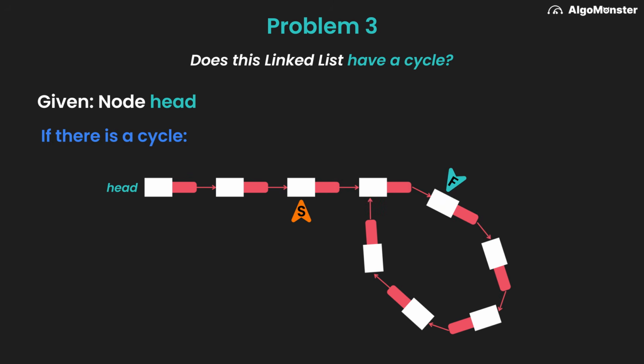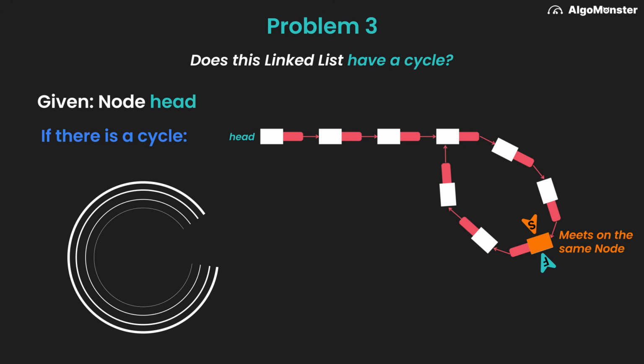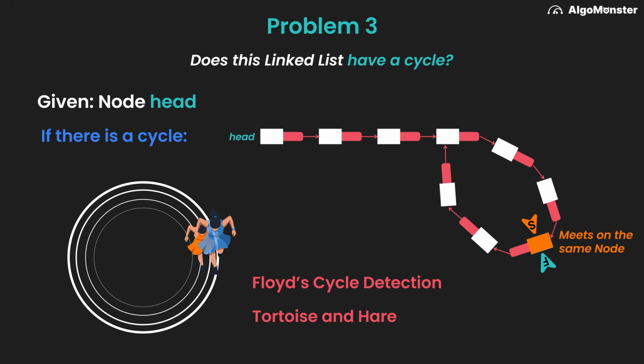Both pointers are stuck inside the loop. The fast pointer is gaining 1 step on the slow pointer every round. Since the loop is finite, eventually, the fast pointer laps the slow pointer. They meet on the same node. It's like 2 runners on a circular track. The faster one always eventually catches the slower one. That's Floyd's cycle detection, or as most people call it, the tortoise and the hare.